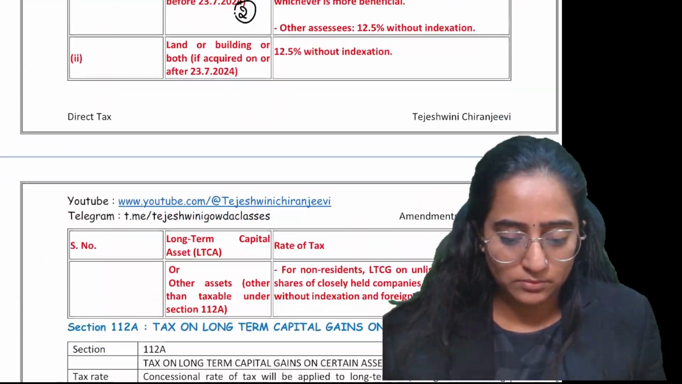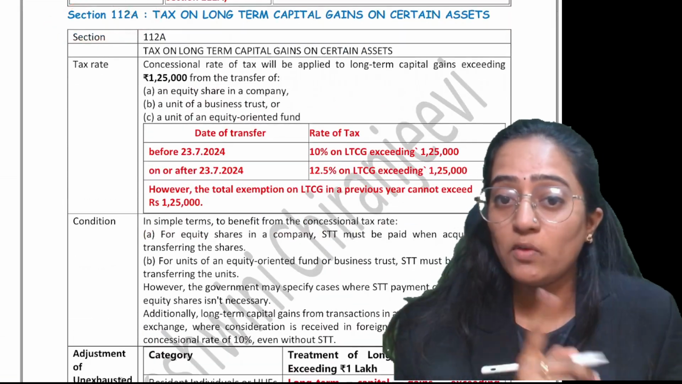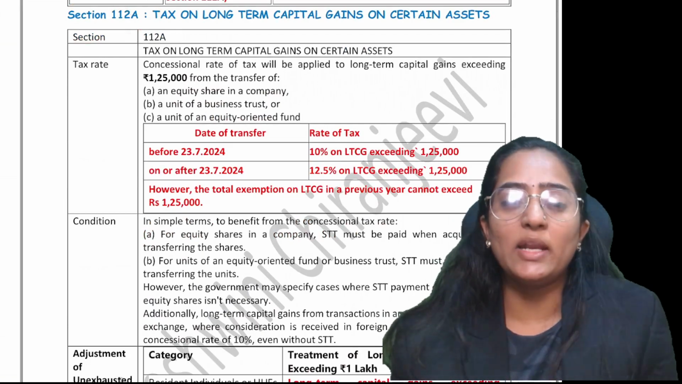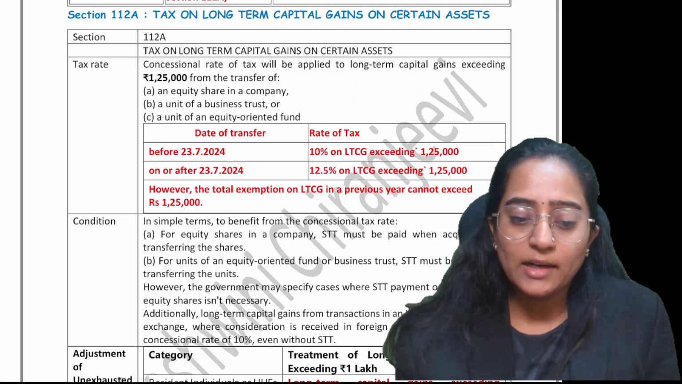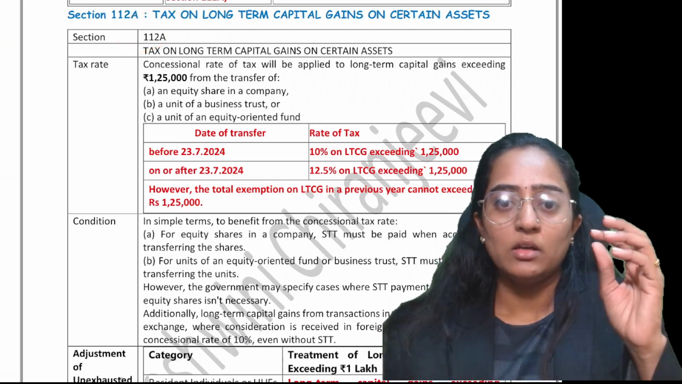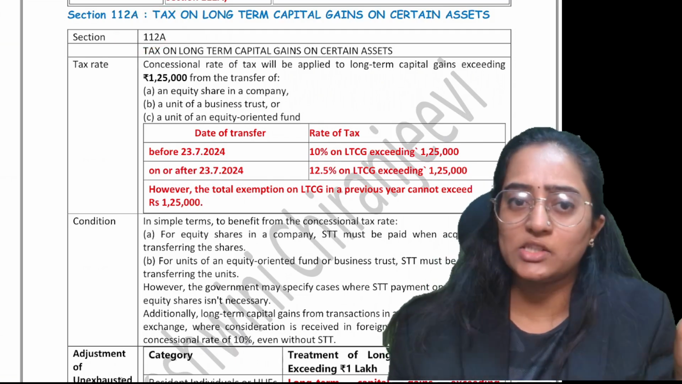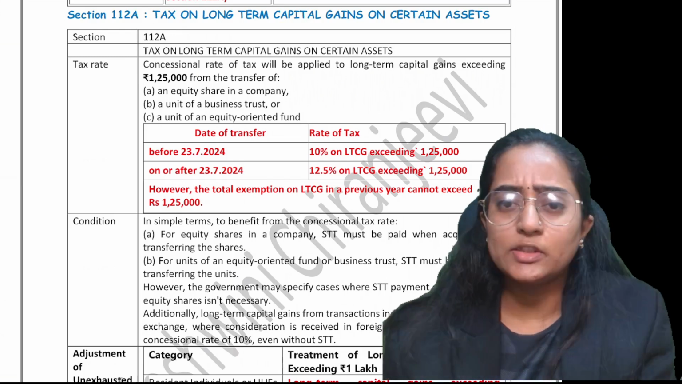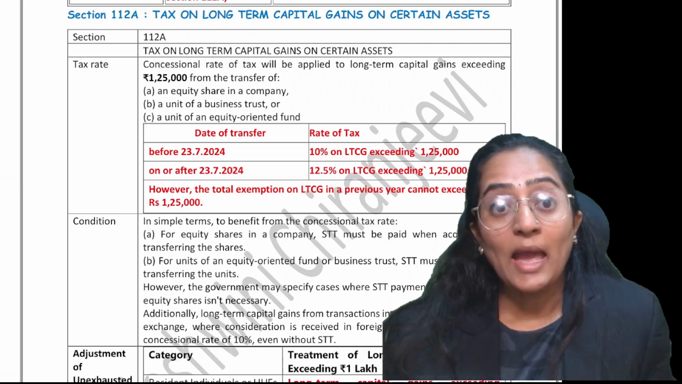Now, if I am speaking about section 112A, which is the brother of 112. See, 112A and 111A both have similar changes. 112A states: if you're going to sell listed shares, units of business trust, or some equity oriented funds for that matter, and those are long term over here.